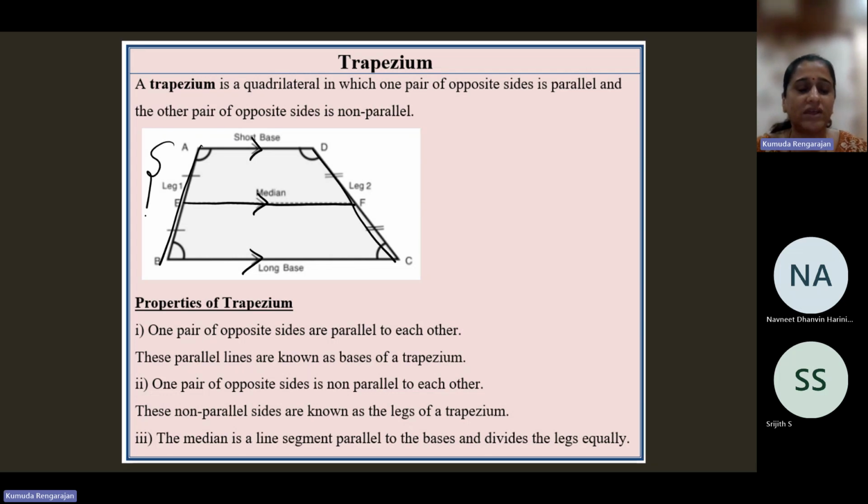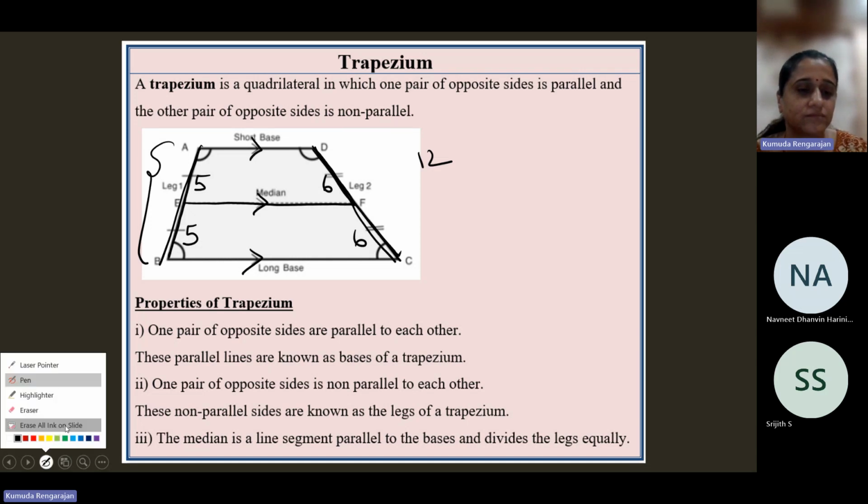That means if the length of this leg AB is 10 centimeters, then AE will be 5, EB will be 5. If the length of this leg DC is 12 centimeters, then DF will be 6, FC will be 6. These are the properties of a trapezium.